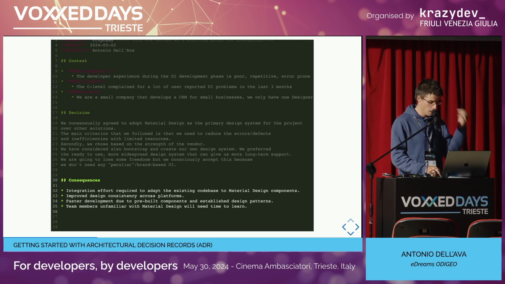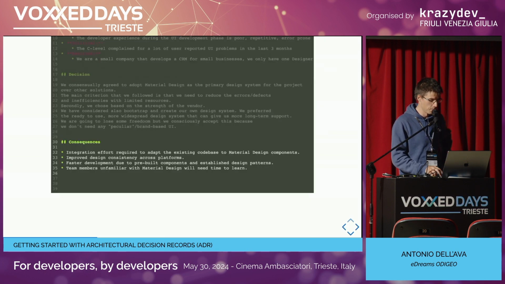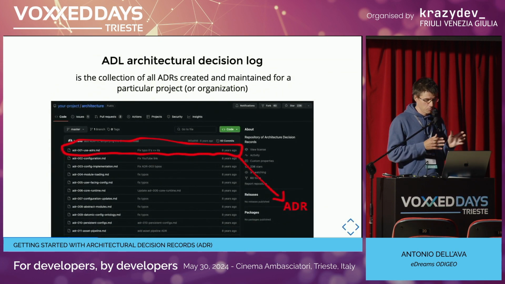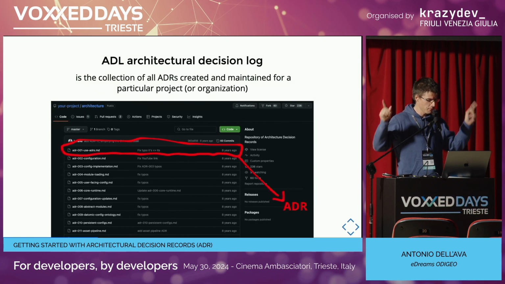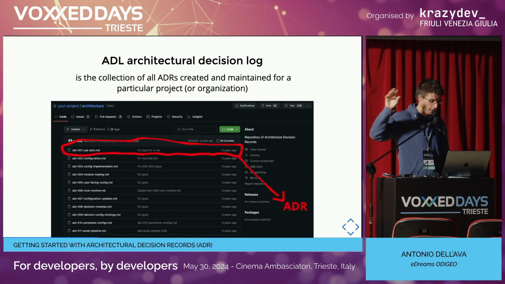Well, we created an ADR. And usually an ADR does not come alone. It's part of a repository. Usually it's written in Markdown and it's next to the code. Usually in your project there is a folder with all the ADRs, and this group of ADRs is called an architectural decision log.